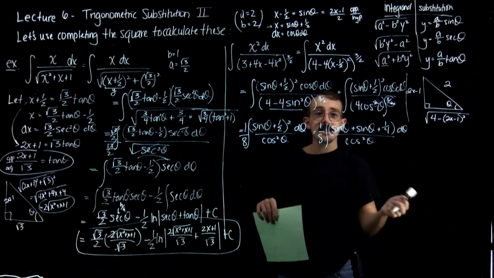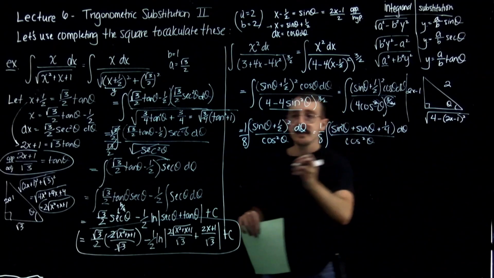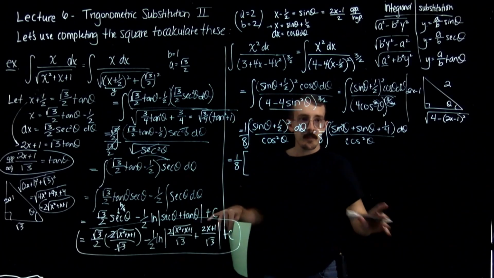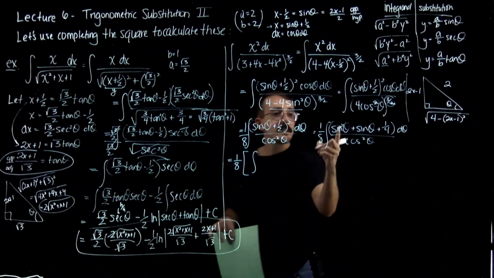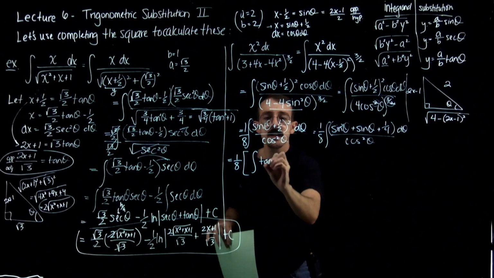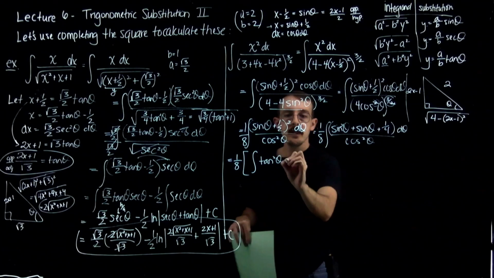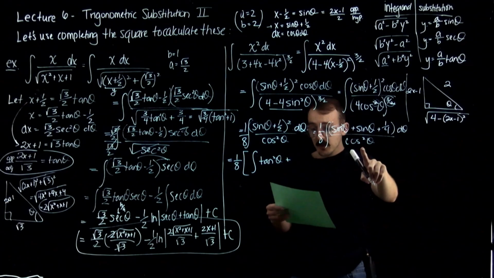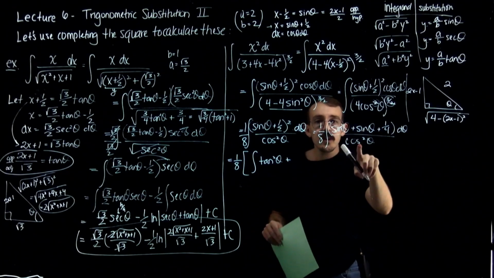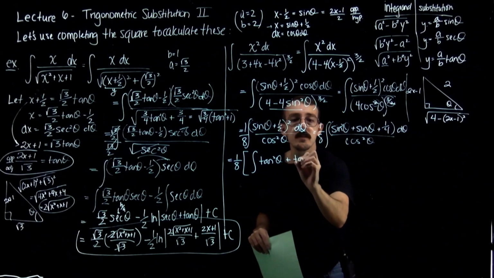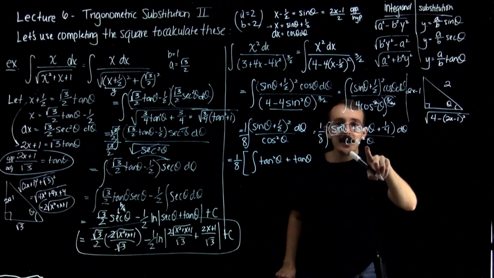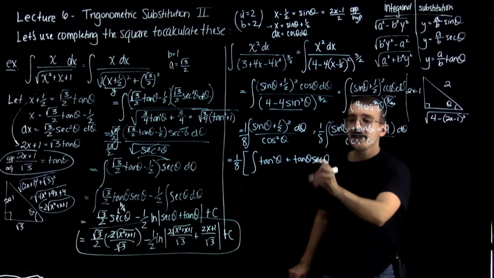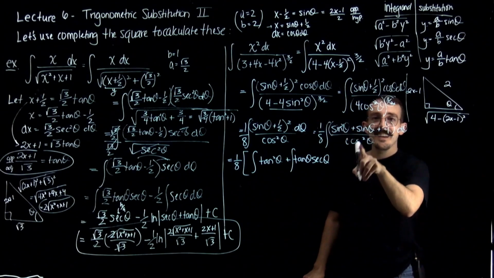So to make the work easier, I'm going to split it up into 3 easier problems. I have 1/8 in front of the entire thing. The first integral is sine over cosine, which is tangent squared theta, plus sine over cosine squared. Sine over cosine is tangent, but I have a remaining cosine in the denominator, and 1 over cosine is secant. You can see what I'm about to do with that, right? That's why I did that.